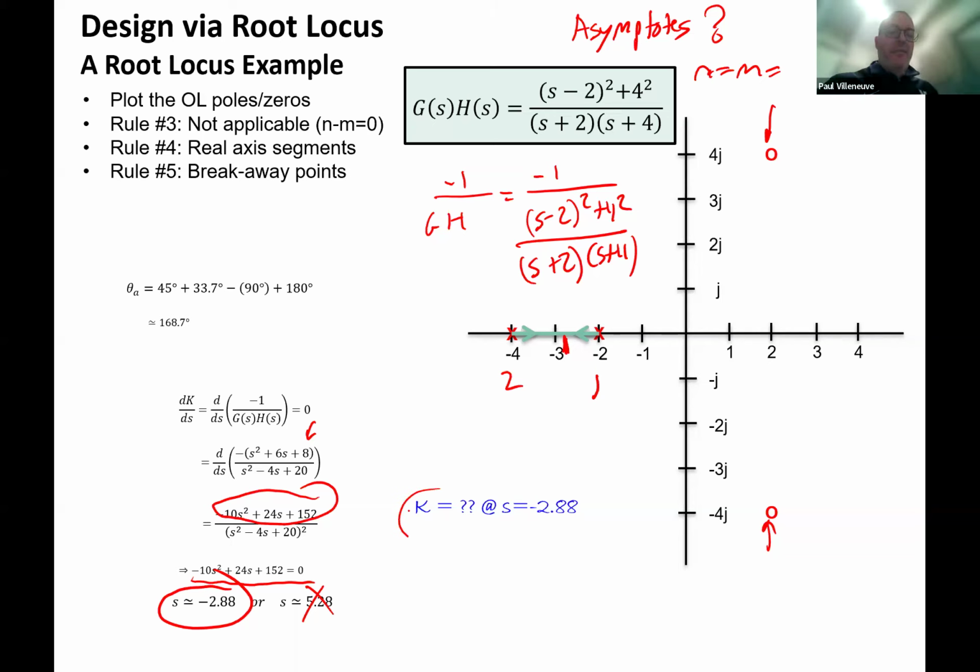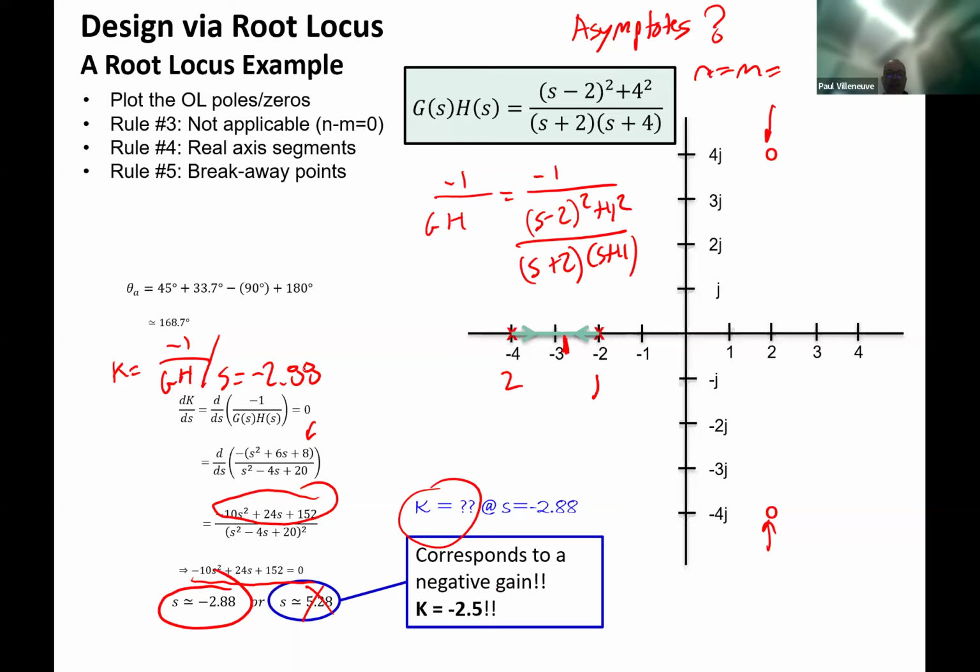By the way, how would you solve for K? Right? Evaluate it at S equals minus 2.88. You just plug that in and you solve for the magnitude of that, and that's how you get K. The problem with that, though, is, well, that's not a problem. The K would equal negative 2.5. It doesn't exist, right? So we're not going to worry about that. So you can solve for K if you want to. I encourage you to do so because that's a pretty good idea.